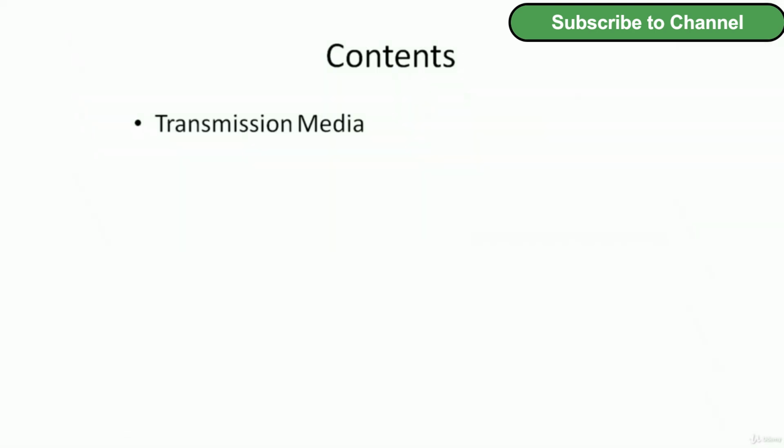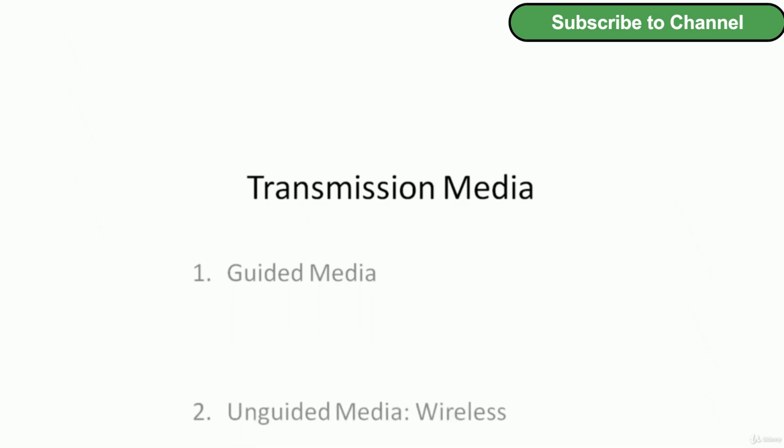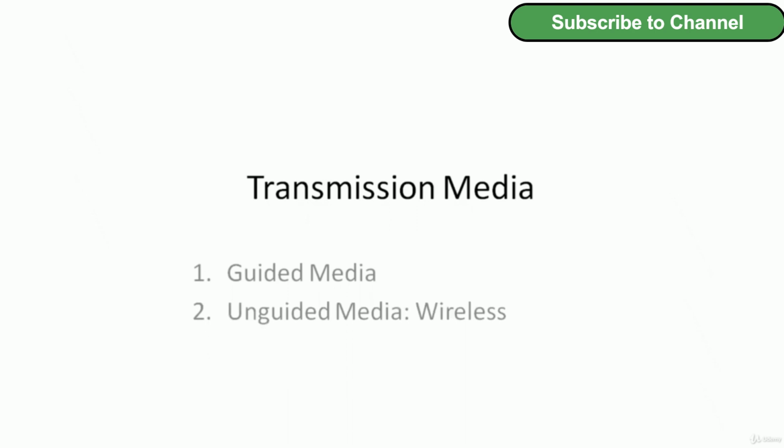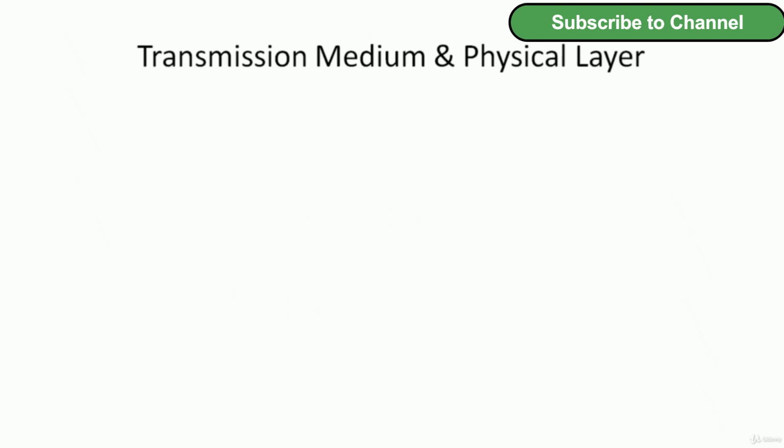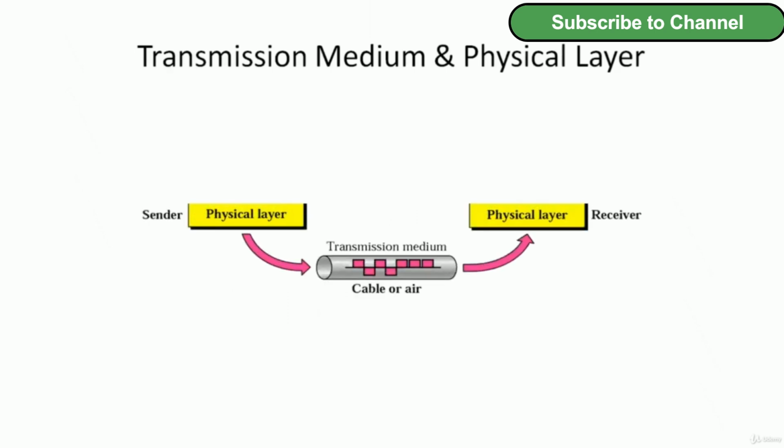We have to study the transmission media: how the signal transmits from one place to another place, and what kind of media it takes. The first one is the guided media, or wired media, where the signal is guided, and another one is the unguided media, that is wireless media. So here we will study the transmission medium and the physical layer.